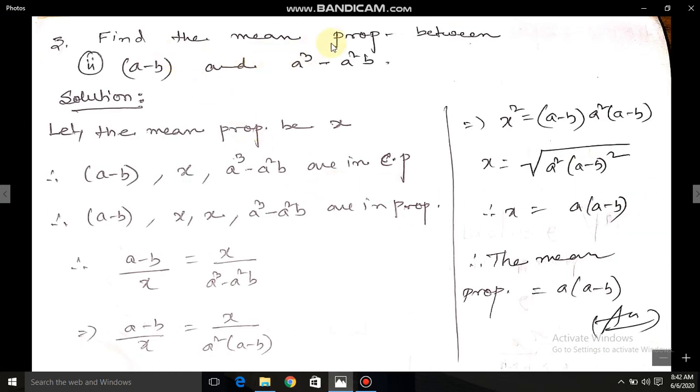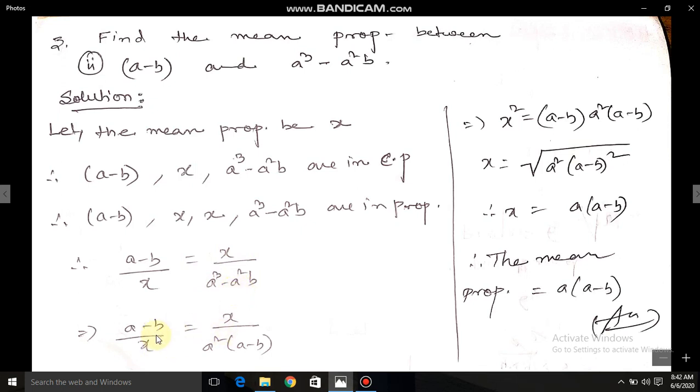The question says find the mean proportional between a minus b and a cube minus a square b. This is very important, mean proportional. Now let the mean proportional be x. Mean means in the middle. So a minus b, comma x, comma a cube minus a square b are in continued proportion. Why continued proportion? Because here also two numbers are given, we need to find the mean proportional, so in total we are getting three numbers. Therefore a minus b, x, a cube minus a square b are in proportion because the middle number gets repeated. So a minus b by x is equal to x by a cube minus a square b.